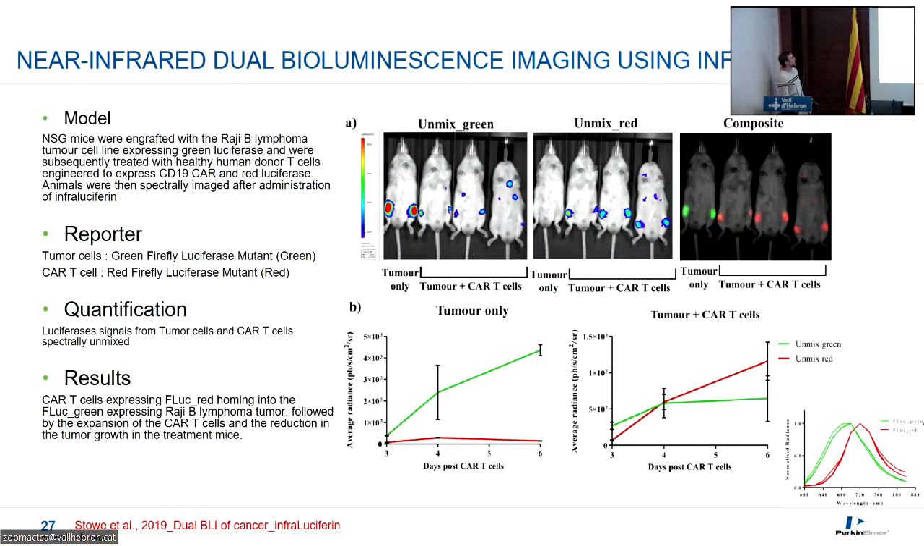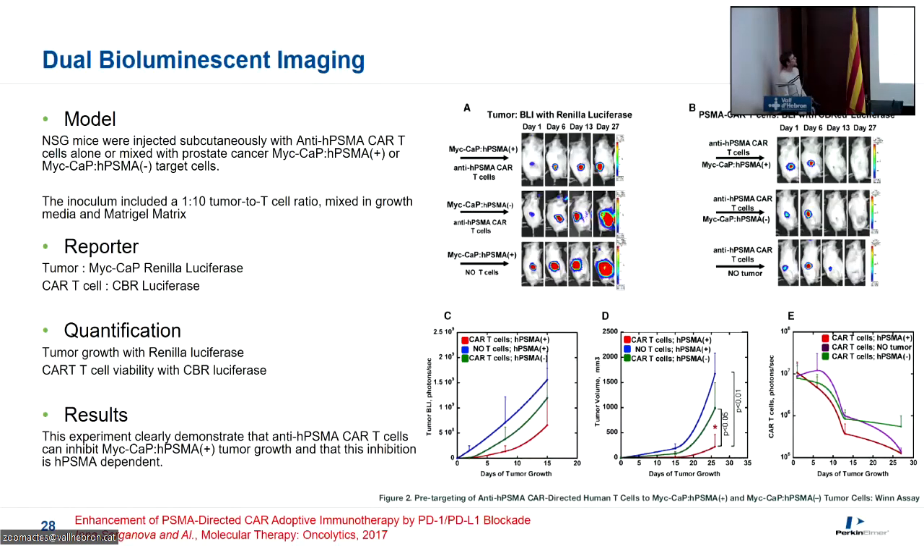So very nice studies. This is not something commercially available, but we try to tend to this kind of approach because when we are using other approaches, one of the luciferase reporters is emitting light in the blue or green range, which is not very sensitive. So this is a nice approach using two different luciferase reporters in the near-infrared range. So one of the last models, I think.